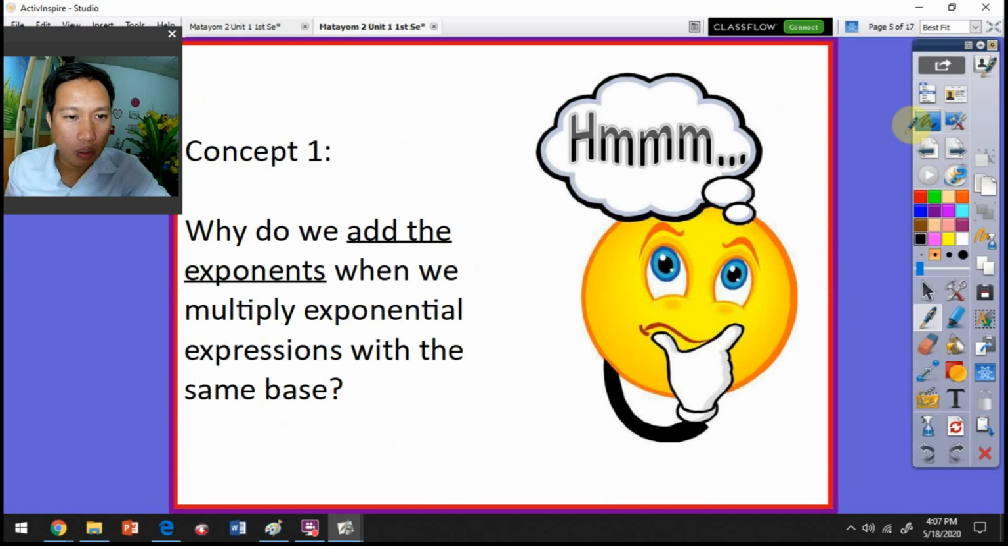Alright, let's move on to our first concept for this lesson. Maybe some of you learned this already, that when we multiply exponential expressions with the same base, you add the exponents. But here's my question: why? Why do we need to add the exponents if they have the same base?